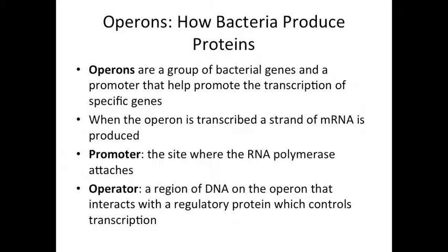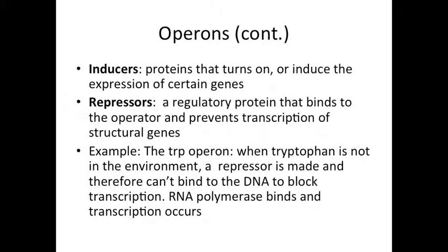A promoter is the site where RNA polymerase attaches, and an operator is the region of DNA on the operon that interacts with the regulatory protein, which controls the transcription. There are certain molecules that can either turn on an operon or repress it, or prevent transcription from occurring. So inducers are the proteins that turn on or induce the expression of certain genes, and repressors are regulatory proteins that bind to the operator and prevent transcription of structural genes. An example is the trp operon.